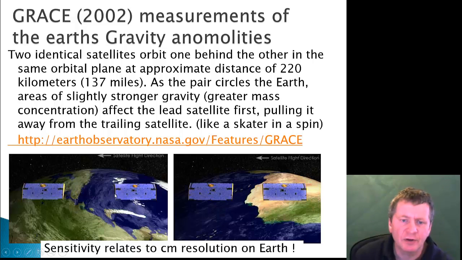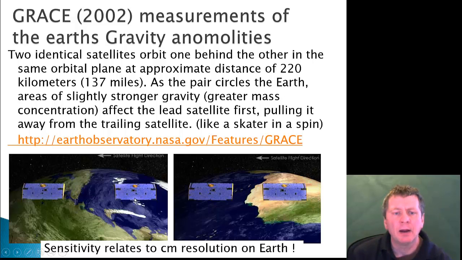But then, as the trailing satellite goes over the same area, it will speed up as well. So as you go around the Earth, these two satellites are getting closer together or further apart, depending on who's over the heavier part of the Earth. And from this strange characteristic, these satellites at 137 miles up are able to measure the geoid down to a resolution of centimeters on the surface of the Earth.